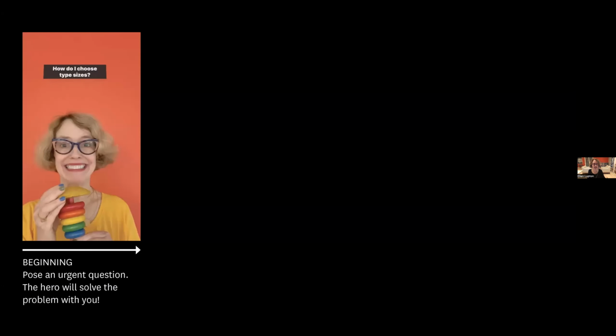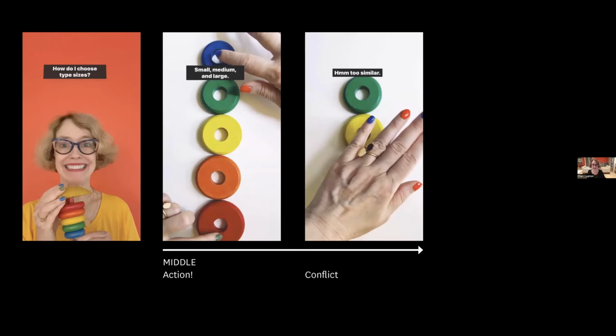I'm going to show you one, this is one of my favorite ones. It's about how to choose type sizes. At the beginning is the urgent question, and our hero is going to help you solve this problem: how do I choose type sizes? Then in the middle is the action. I'm showing it through physical objects, but also through concrete typography examples. There's some conflict because I don't get it right immediately.